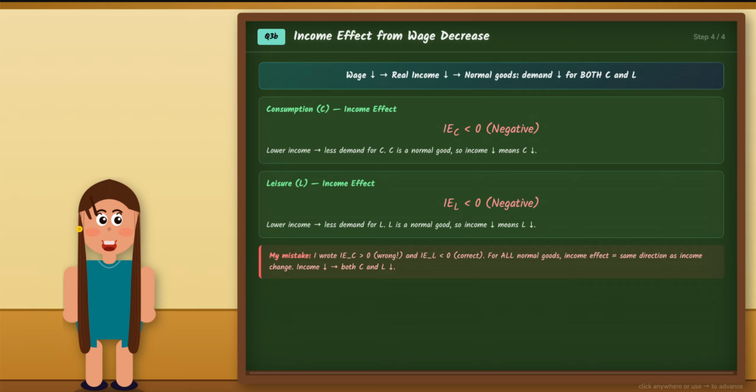What I got wrong was writing IE sub C as positive. I had the consumption sign backwards. The memory trick is that for normal goods, the income effect always matches the direction of income. Income falls, IE is negative for all normal goods.